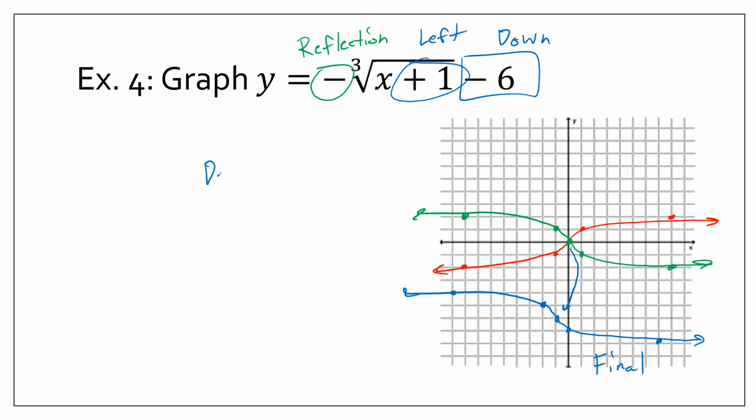Let's do our domain and range. But remember, the domain, it's all real numbers because I can plug anything into a cube root function. I can plug in negatives or positives. Range, therefore, is also all real numbers. And remember, if you're looking at the graph, it goes right to infinity. It goes left to infinity. Also, it happens to go up and down to infinity.